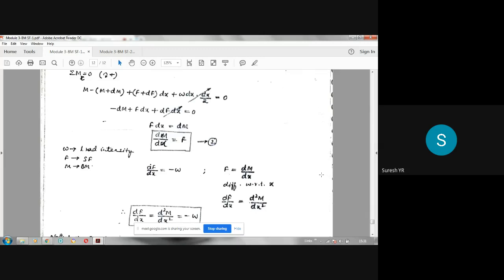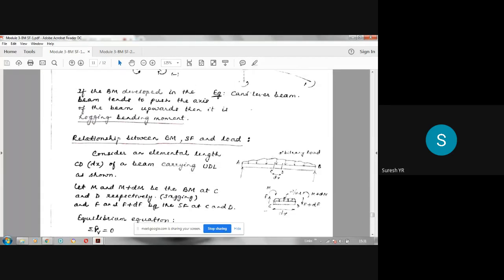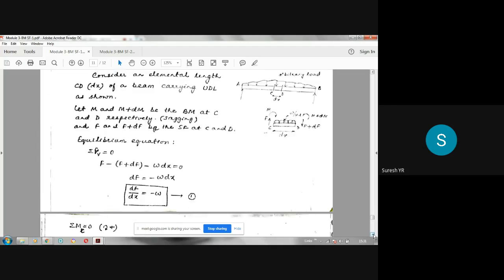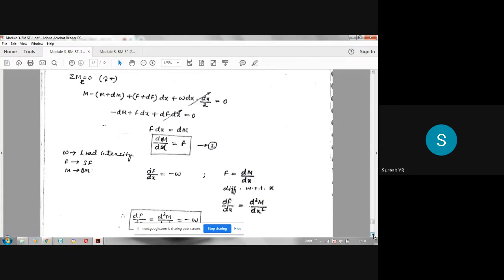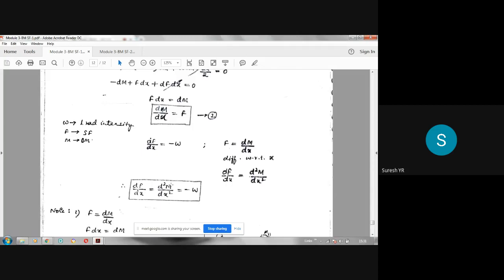So two equilibrium equations you have to use for the elemental length of the beam. Okay. So one equation is sigma fy is equal to 0. Another equation is sigma mc is equal to 0. So we are considering the algebraic sum of all the forces. When you are taking algebraic sum of forces, take upward force positive, downward force negative. When you are taking moment equation, clockwise moment positive, anti-clockwise moment negative. So like that you have to take, neglecting the smaller terms and simplifying, you will get the relationship between bending moment, shear force, and load intensity like this. So this is a very important concept.